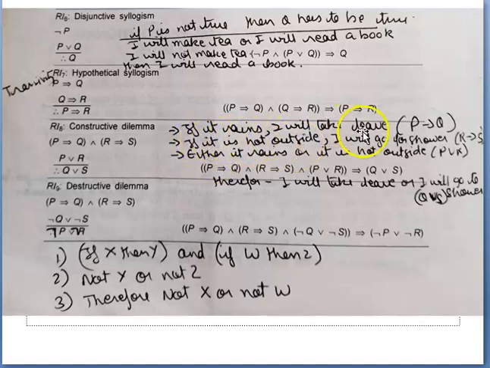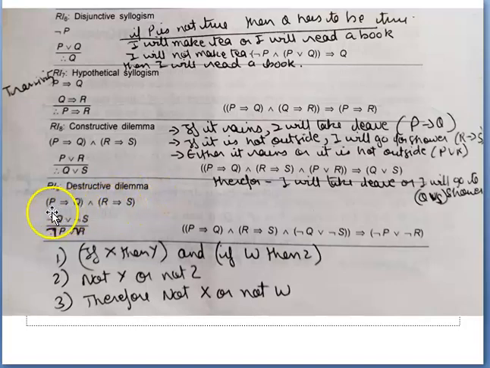If it rains, then I will take a leave. So if it rains is P and I will take leave is Q. There is another sentence: if it is hot outside, I will go for a shower. So this is R implies S. Now you are given either it rains or it is hot outside. So we have P or R, either it is raining or it is hot. Therefore, either I will take leave or I will go for a shower. So Q or S.